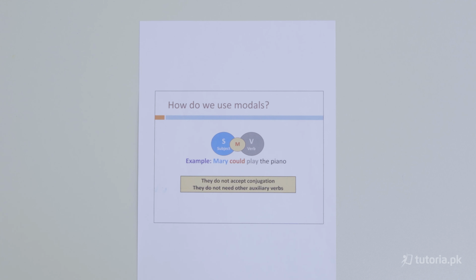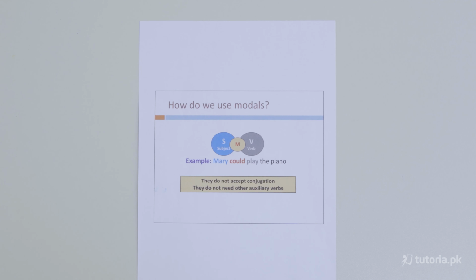Now, the question is, how do we use modals, or what is the structure to use modal verbs? In English, we always use modal verbs before the base form of the verb. Or we can say a modal verb is always used before the first form of the verb. Let's see here with an example. Mary could play the piano.